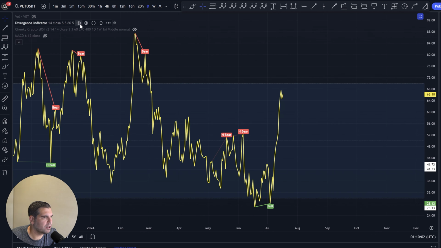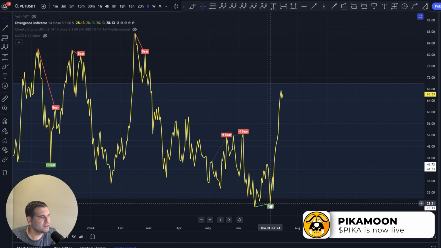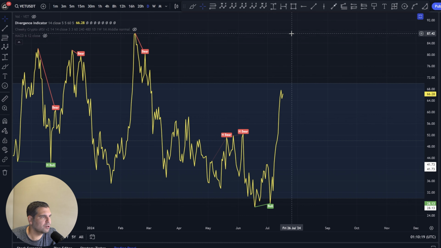If we take a look at the divergence indicator, you can see that we're approaching the overbought area on the RSI. Again, we look at this very aggressively. We had the bullish divergence that we could see on the 4th of July. We all know what happened on the 5th of July. Great reversals in Vechain's price action, and we're going to be looking to see whether or not we do have much more room to the upside on the smaller time frames.